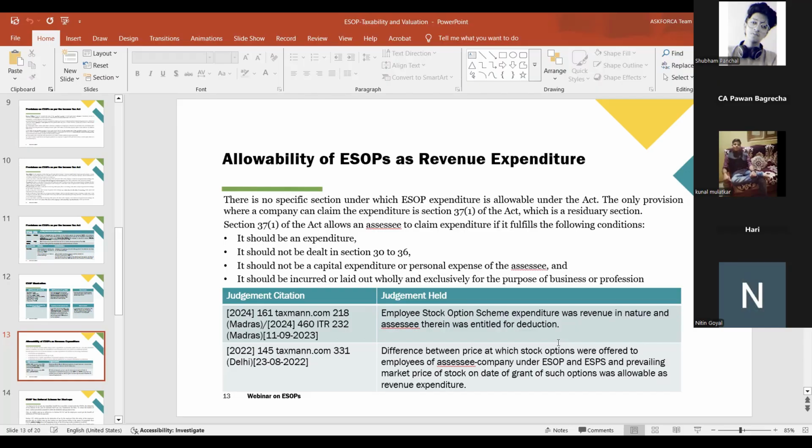तो जो हमारा मेनली डिस्प्यूट रहता है इसमें कि ये कैपिटल एक्सपेंडिचर होगा या रेवेन्यू एक्सपेंडिचर होगा, हमारी जजमेंट है मद्रास हाई कोर्ट की और दिल्ली हाई कोर्ट की, जिसमें ये जजमेंट आई हुई है कि इट इज अ रेवेन्यू एक्सपेंडिचर एंड कैन बी allowed as expenditure for the company. So we can take this view, but it is a disputed matter.